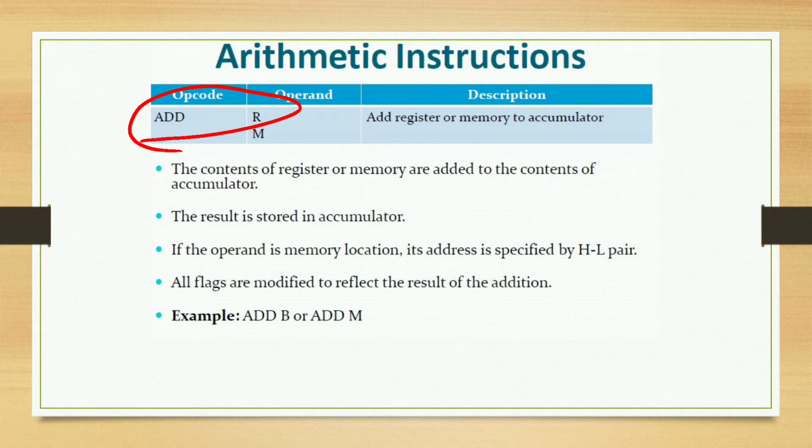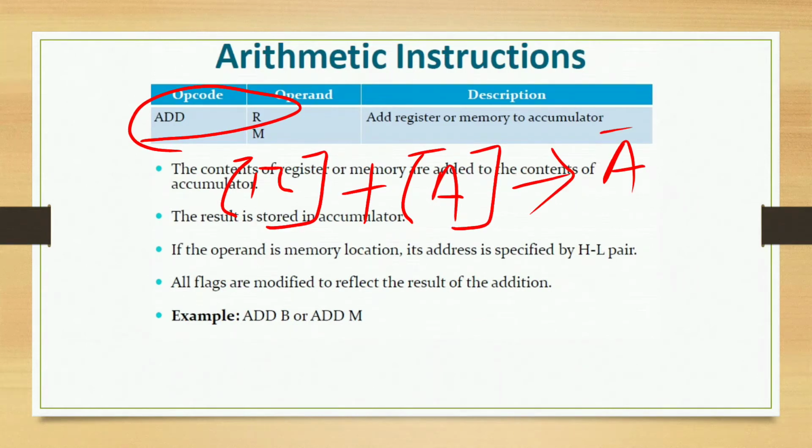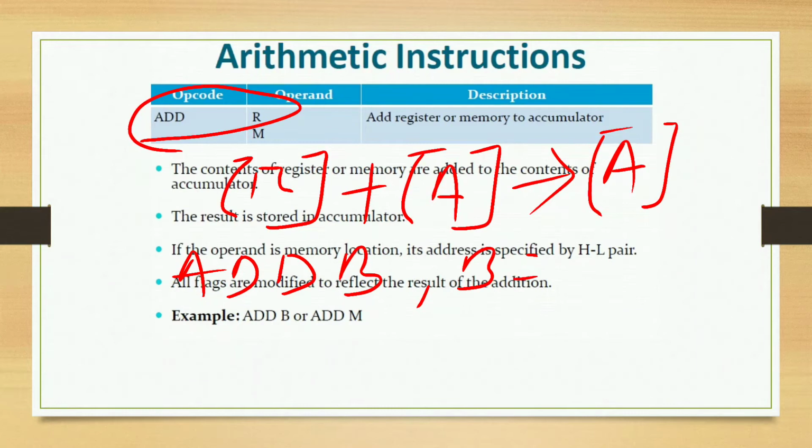Means in this instruction, the content of the register R is added with the content of accumulator and result is stored in accumulator. Consider ADD B. B is the register and the data of B is suppose 56 and the content of the accumulator is suppose 47. Now add these two contents and the result is stored in accumulator.